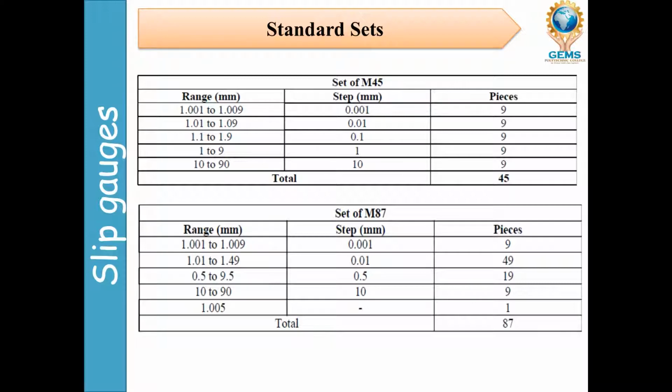Another range is only a single piece, that is 1.005. There is no other piece, it is a single piece, and another single piece is 1. This is the set 87, M87. So there are two sets available. Whichever set you want, based on what is available in the set, you can select the set.